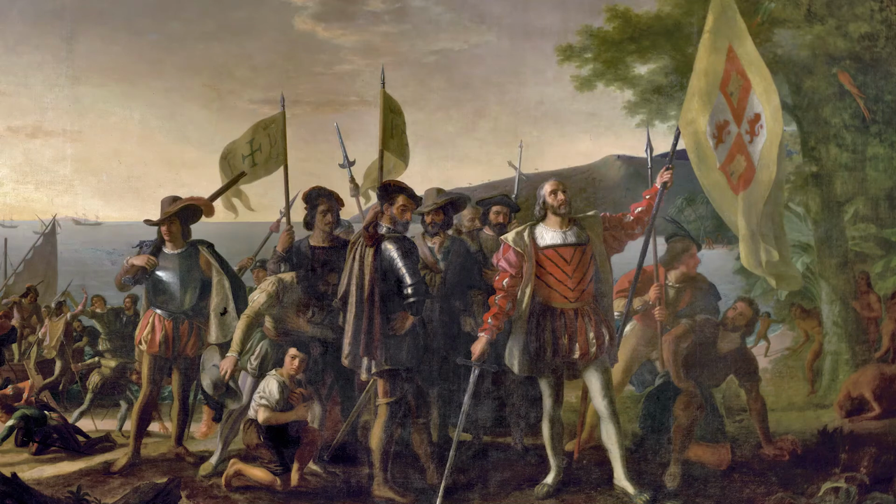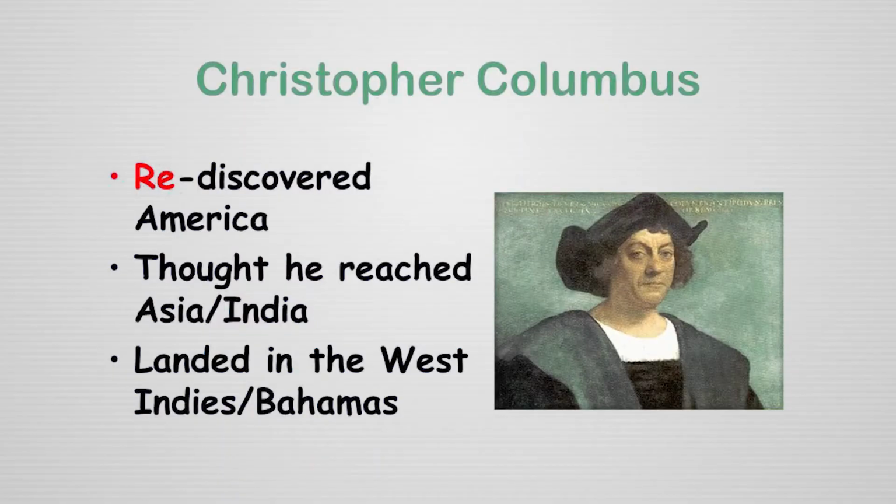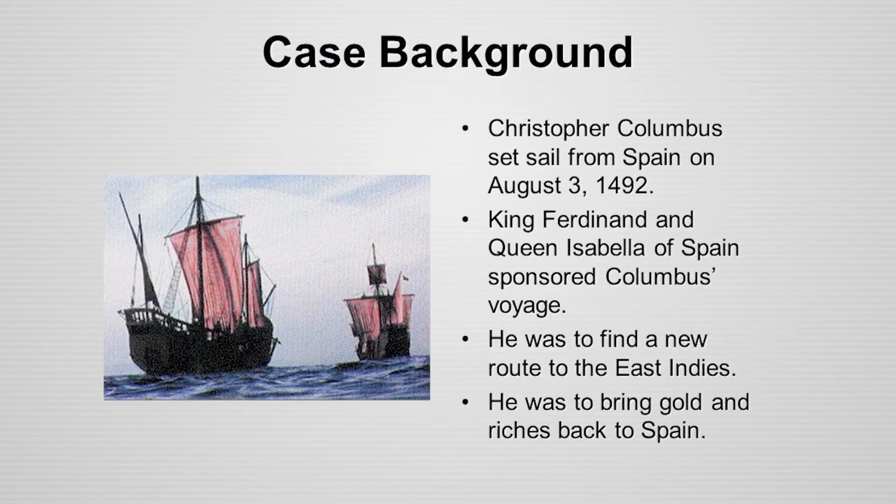Christopher Columbus reached the West Indies of America in 1492. Columbus went in search of India, and according to him, he had reached India. That's why the name is still West Indies. Christopher Columbus was sent by the King of Spain. So, Spain became the first empire to rule America.